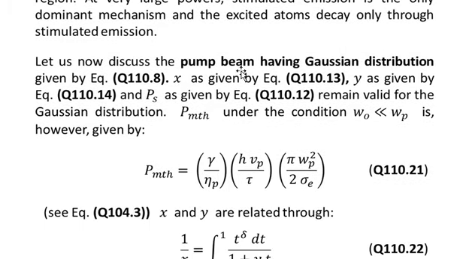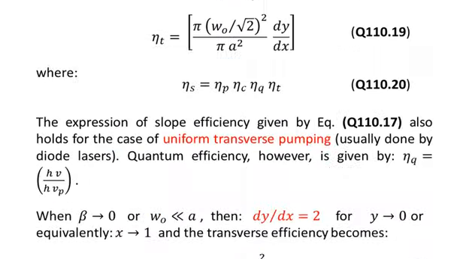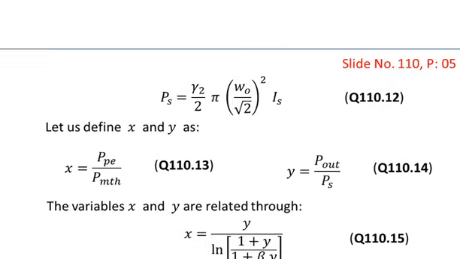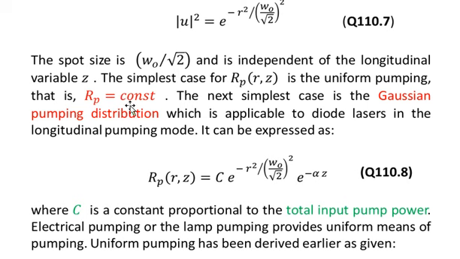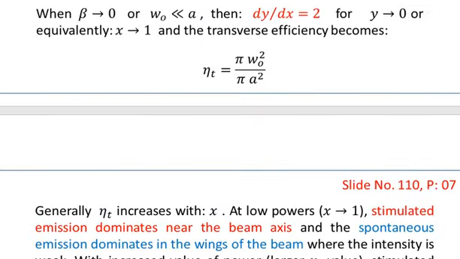Let's now discuss the pump beam having a Gaussian distribution. So you see that previously we most of the time talked about when the pump beam was constant. So let me show you the expression. For example, here Rp is equal to constant. The next possible state for the simplified version is the Gaussian pumping distribution. So if you use this constant, you have different results. But if you are using Rp as a Gaussian beam, then we shall have the following discussion for them.